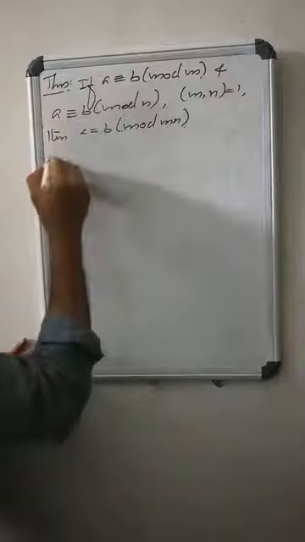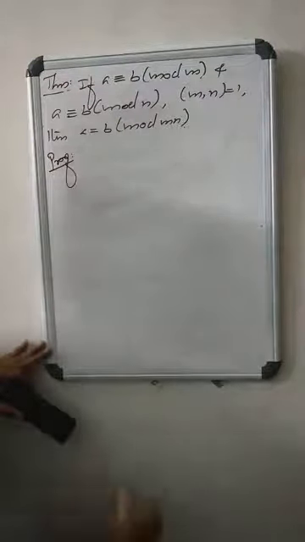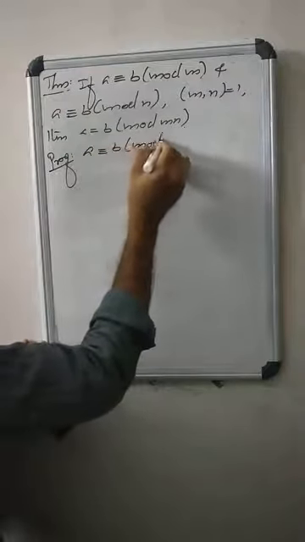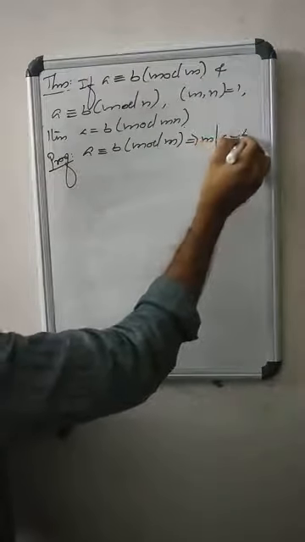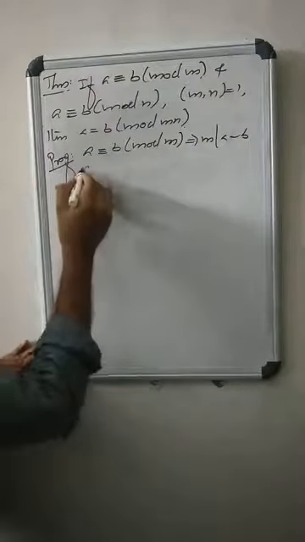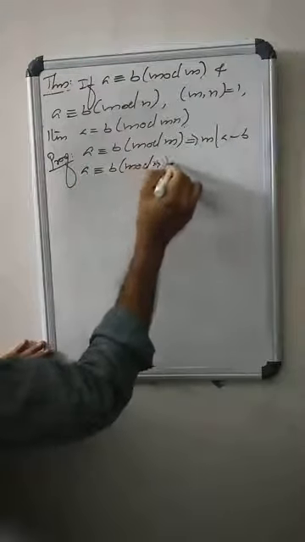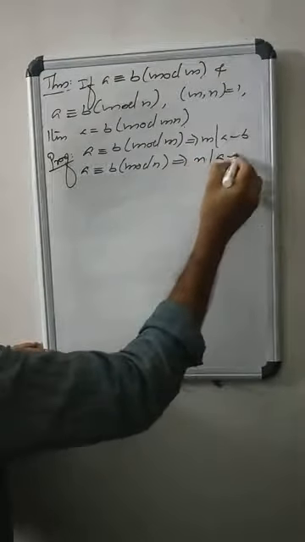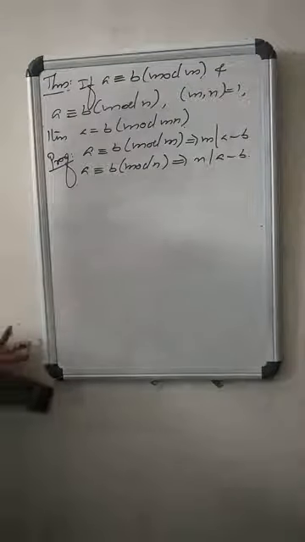How to prove this one? a is congruent to b mod m means m divides a minus b. Again, a is congruent to b mod n means n divides a minus b. So m divides a minus b and n divides a minus b.